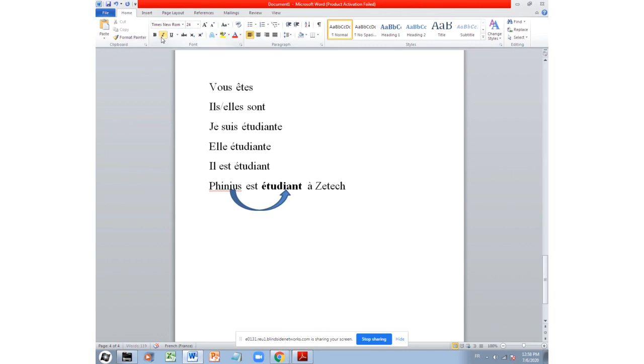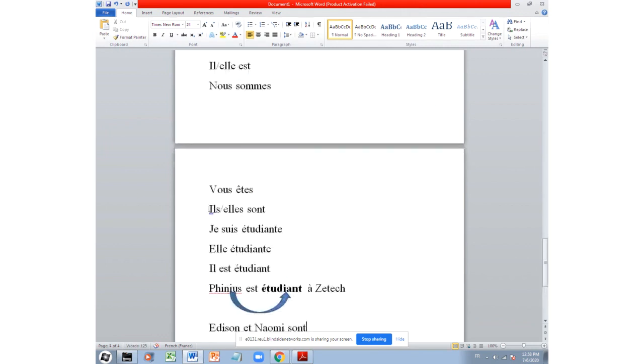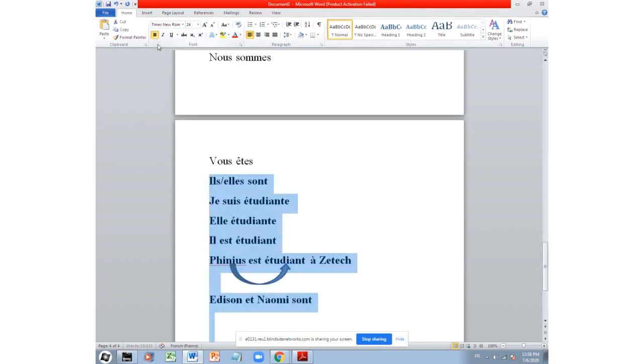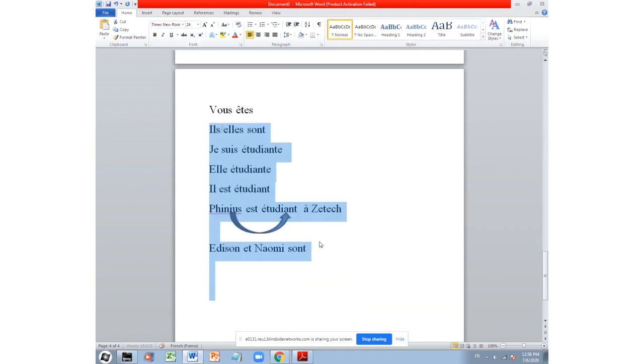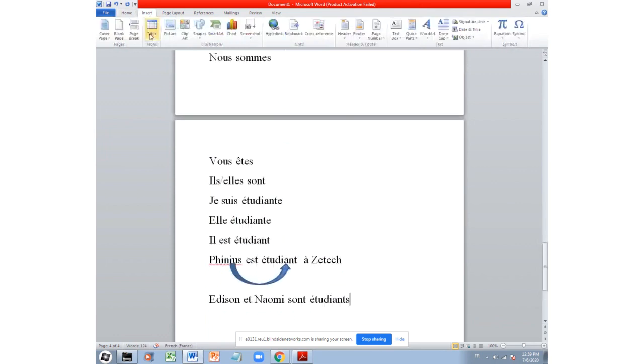They have to agree. Next, if it is plural form, of course, we have also been told. We can say, Edison et Naomi sont. Remember, now we are conjugating the third person plural. Ils sont, elles sont. Edison et Naomi sont étudiants. I must add the letter S because I'm referring to plural here. Edison and Naomi are students.